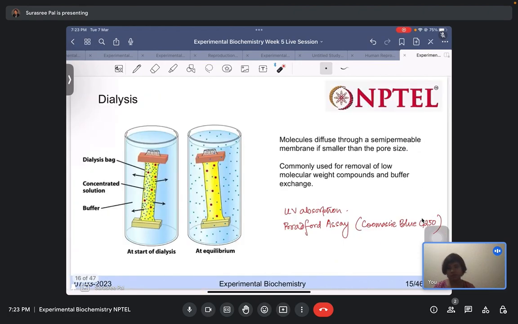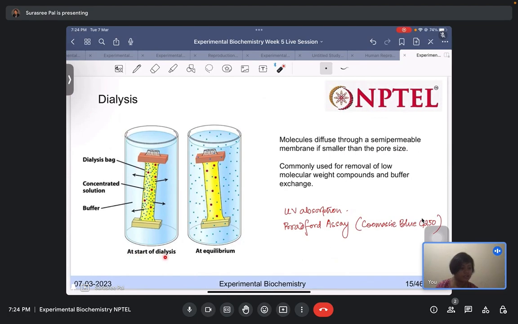And the last thing we will discuss today will be dialysis. Dialysis is a process in which there is a semi-permeable membrane. This bag that you can see here is called a dialysis sac or dialysis bag, and it is made up of a semi-permeable membrane. We put the protein solution in this bag, and we use these clips to clip off the two ends of this dialysis bag.